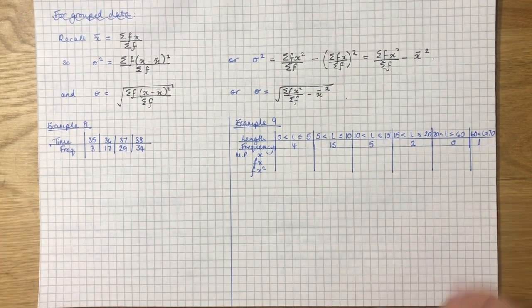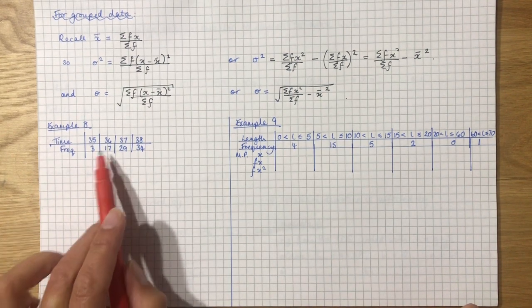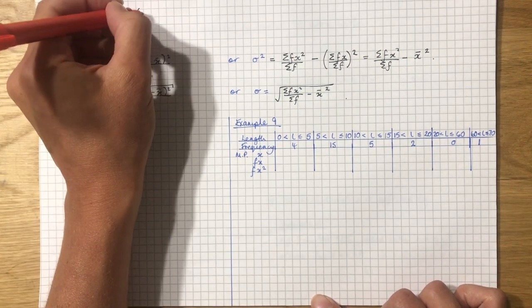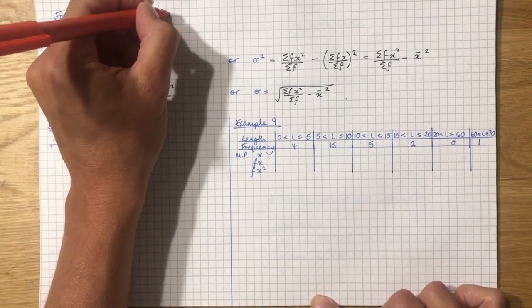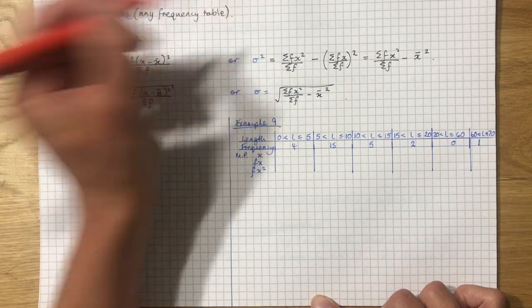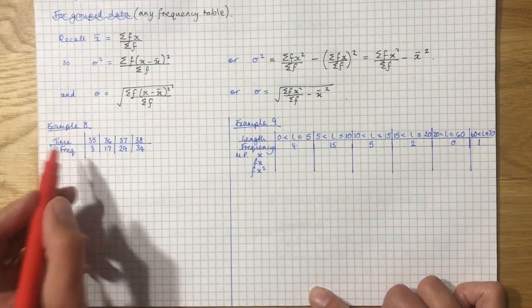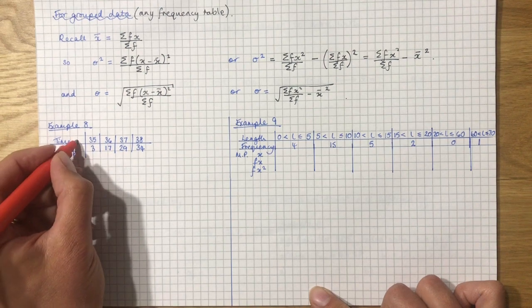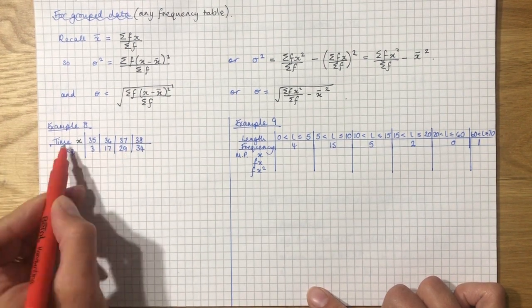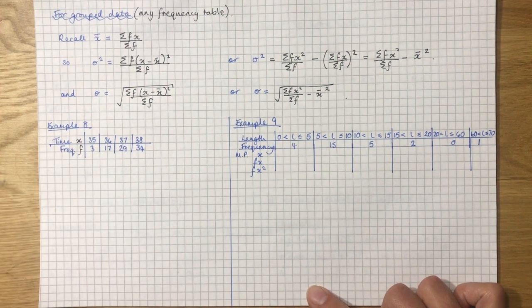So let's have a look at examples 8 and 9. Example 8 is a frequency table, not grouped data in this one. So it's worth pointing out here that this is not just for grouped data, but this is for any frequency table. So here we've got ungrouped data. The time spent out of school, these are our x in minutes during the lunch hour this is measuring. So these are our x values, these are our f values.